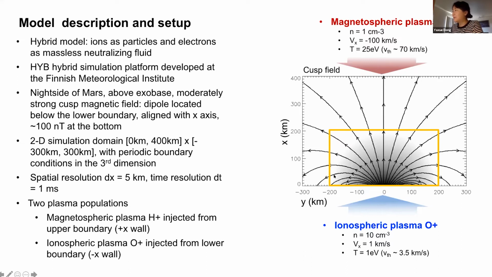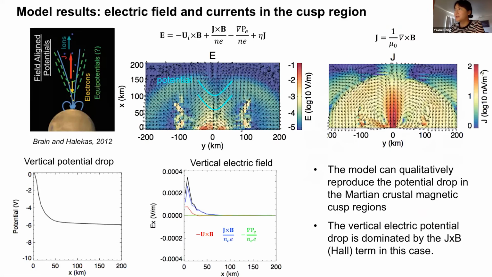And also to avoid any artificial effects from the boundaries, we only look at the model results within the smaller region in this yellow box. So we run the model until everything converges. These are the results of the electric field and the current density distribution in the vertical plane.